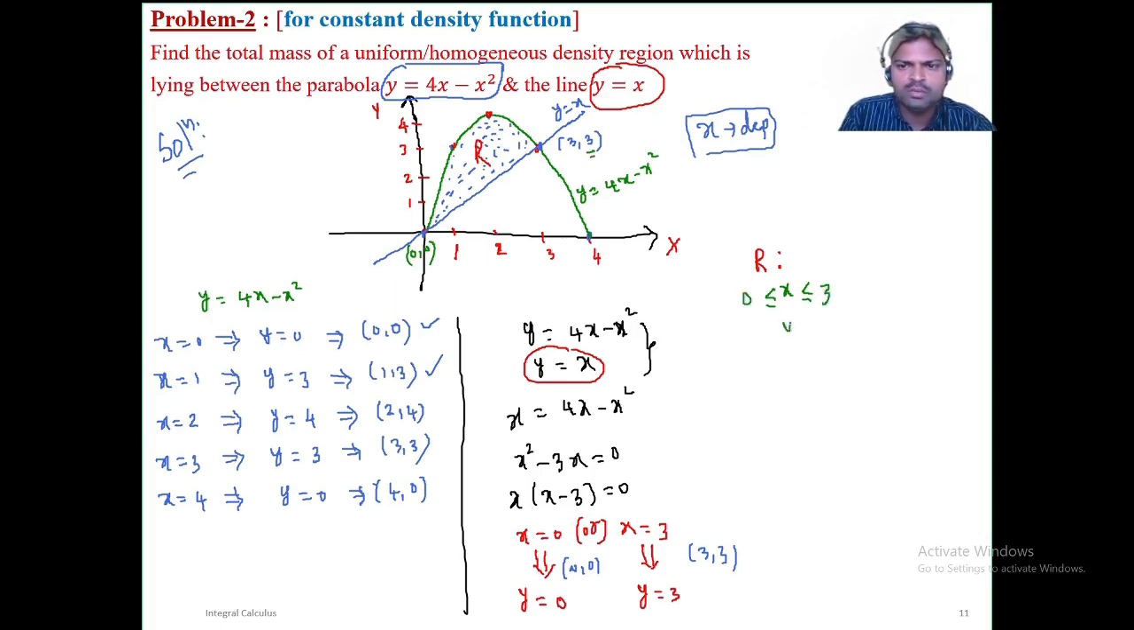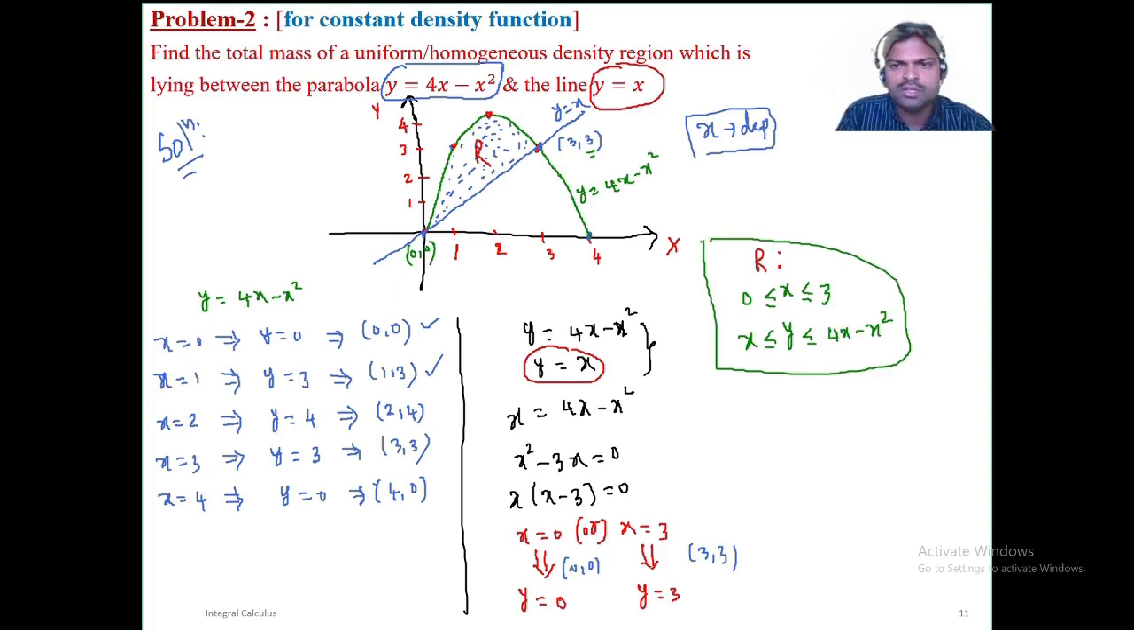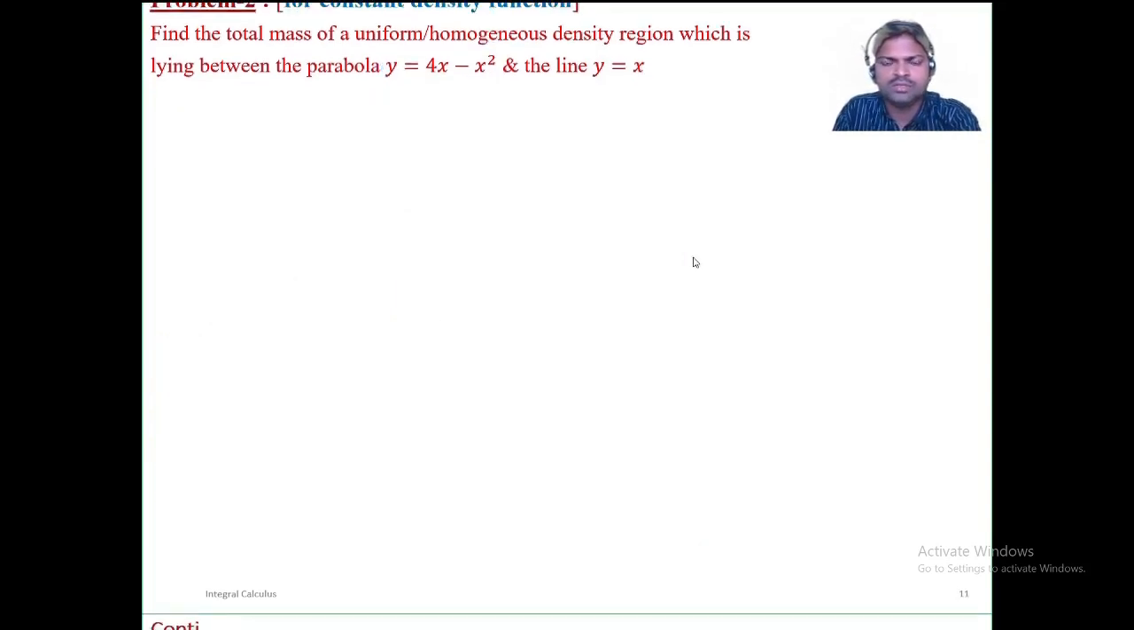Corresponding y limit should be dependent, so y should vary vertically. So y starts with this blue line, therefore y is equal to x. So lower bound is x, upper bound is this curve. What is this curve? 4x minus x square. So with this set of limits we can carry out the integration. So 0 to 3, x to 4x minus x square.